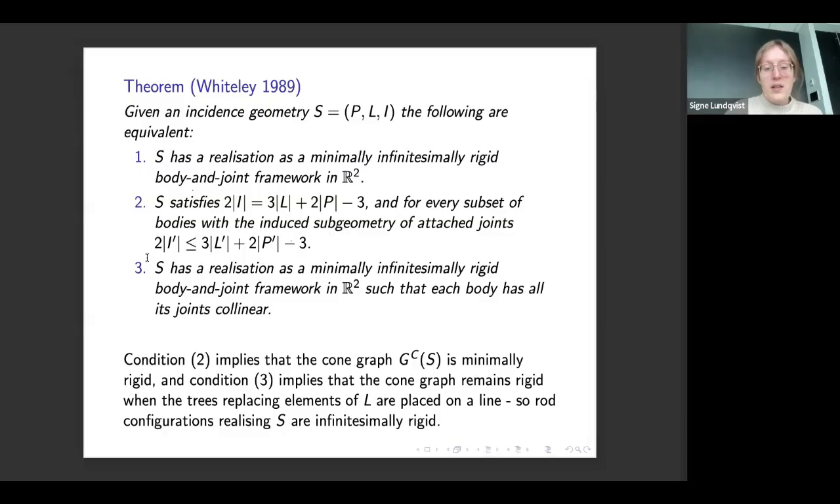And that is also equivalent to condition 3 here, that your instance geometry has a realization as a minimally infinitesimally rigid body joint framework in the plane, such that all points incident to a body are collinear. So if we translate that to the stuff I've just talked about, condition 2 exactly says that the cone graph is minimally rigid, and condition 3 says that the cone graph remains rigid when the trees replacing elements of the lines are placed on an actual line in the plane. So statement 3 is actually a statement about rod configurations realizing the instance geometry being infinitesimally rigid.